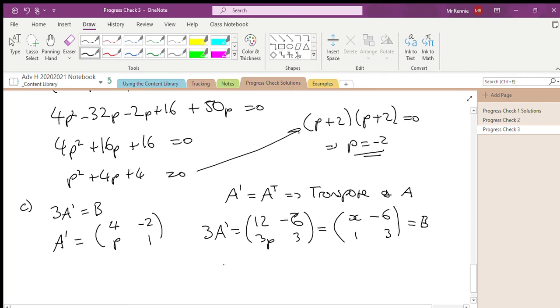We can see that x had to have been 12. Oh, not 16. Start that again. Not having very good success today, folks. Yep, x equals 12 there. And if I now solve for p, I get 3p equals 1, p equals a third. Okay, so those are the solutions to Progress Check 3.